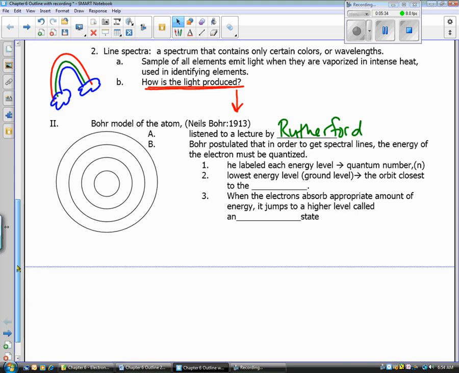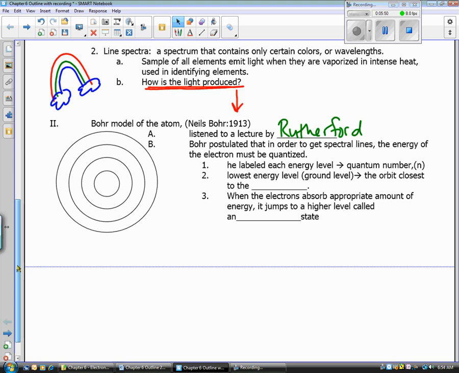But remember his issue? He couldn't tell you what was going on with the electrons. I mean, they knew they were there, but he thought they were just on the outside somewhere. He knew what was going on in the middle, but not what was going on the outside. So Bohr was listening to his lecture and said, well, what is going on with those electrons? And that's what he started to research.